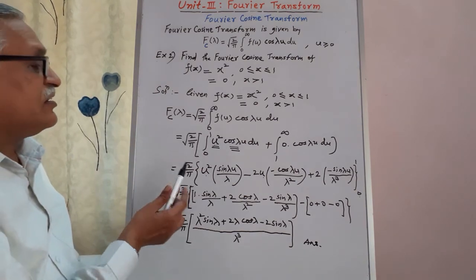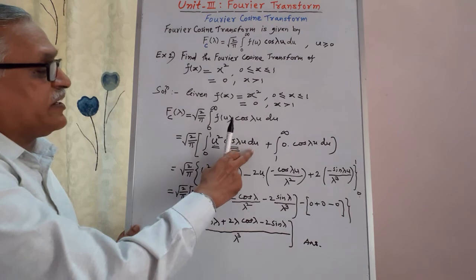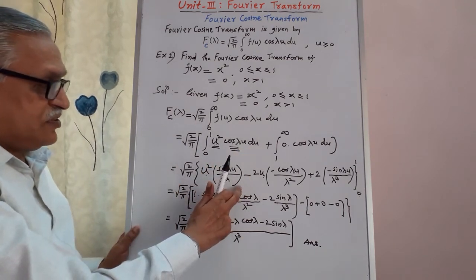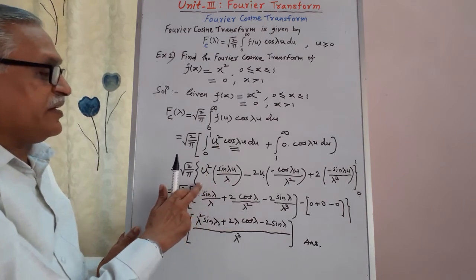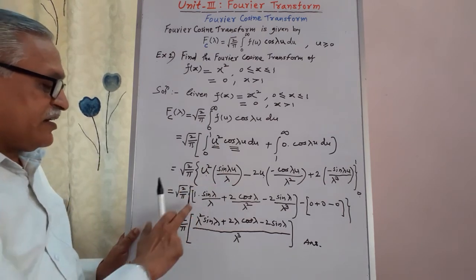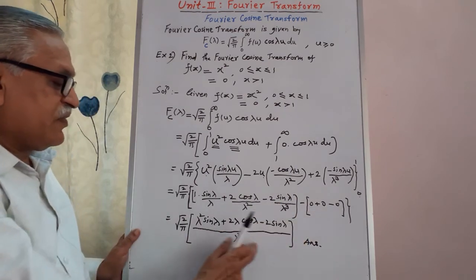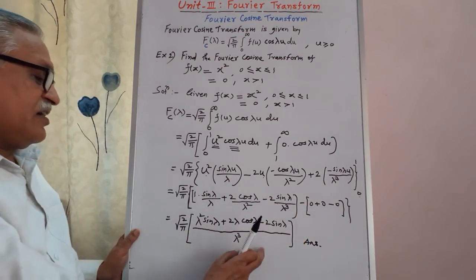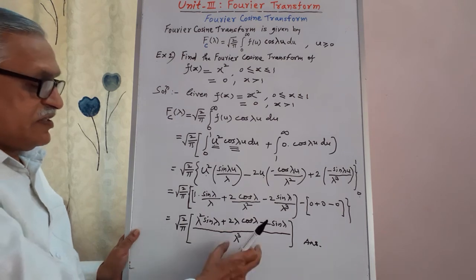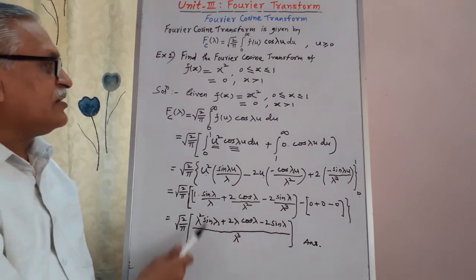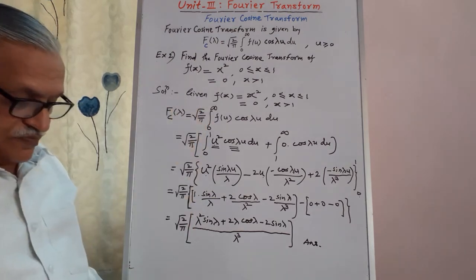Therefore, again, the first step is splitting this, the second step is integrating it with respect to u by applying integration by generalized parts, and then substituting the upper limit minus lower limit and simplifying it by finding the LCM. Whatever the last step we have, it is the required Fourier cosine transform.